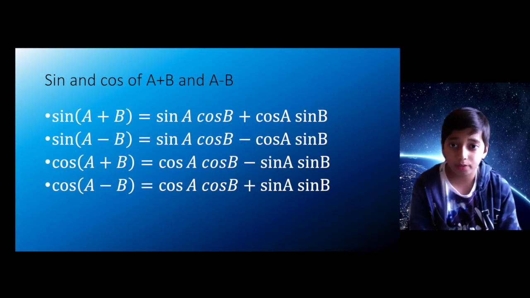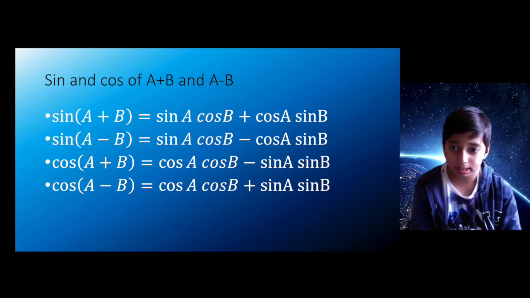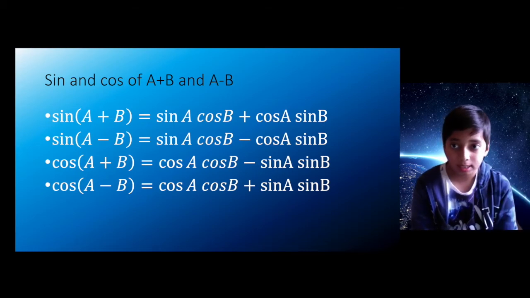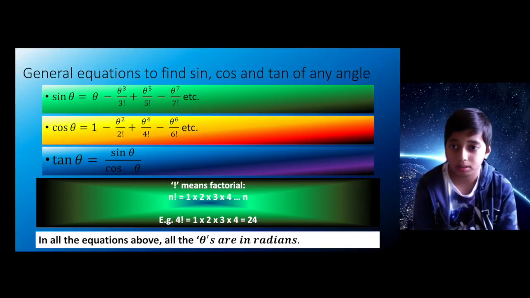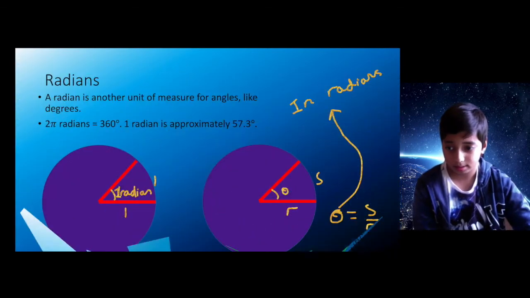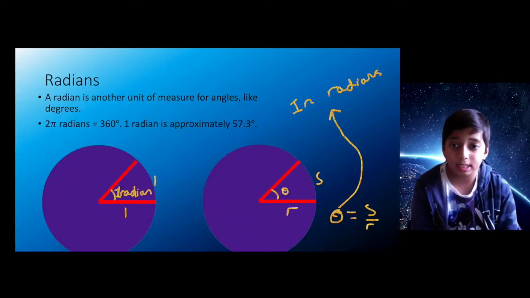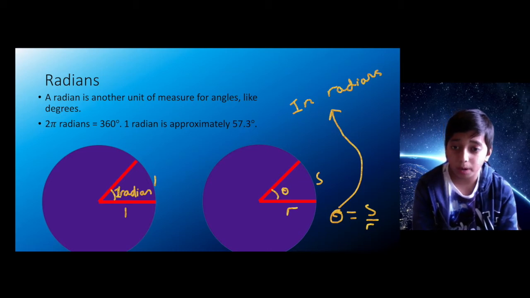Sine and cos of a plus b and a minus b. The above equations can be proved using geometry, but we won't go into proving them now. Here are the general equations to find sine, cos, and tan of any angle. Please note that in all of the equations above, all the thetas are in radians. A radian is another unit of measure for angles, like degrees. 2 pi radians is equal to 360 degrees, so 1 radian is approximately 57.3 degrees.